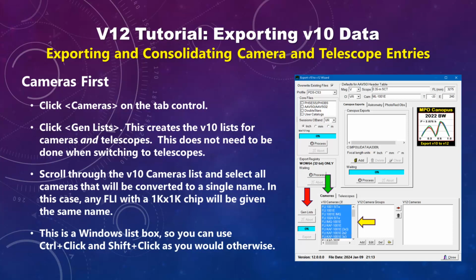Scroll through the list of camera names and select all those that will be consolidated to a single name. In this case, FLI ProLine cameras with 1K by 1K chips will be selected. As with any Windows list box, use Ctrl+click and Shift+click to select the names.